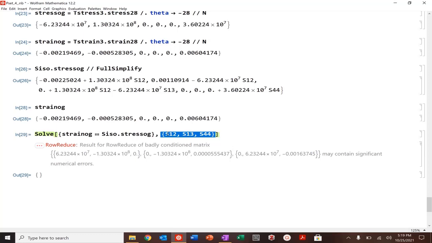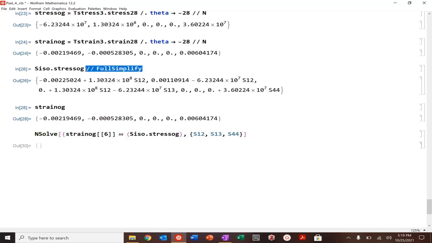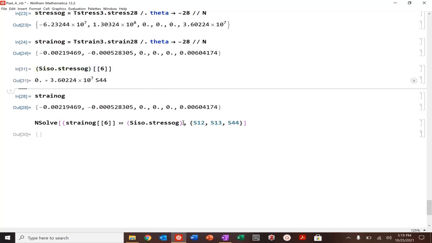Or I could start to look at solve, but basically it's saying that it's not solvable. Well, that's not the case. But I could actually start to solve this myself. So again, I could look at, for example, my 6 component. I could look at this equation. So for example, here, I can look at the 6th equation here. So I can look at this.